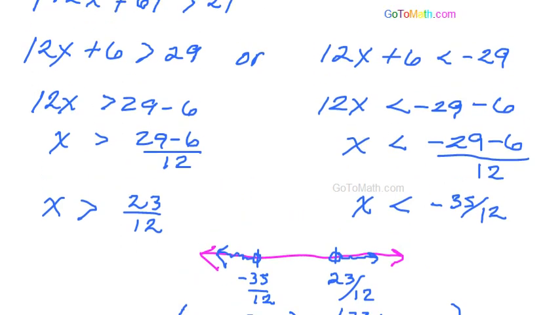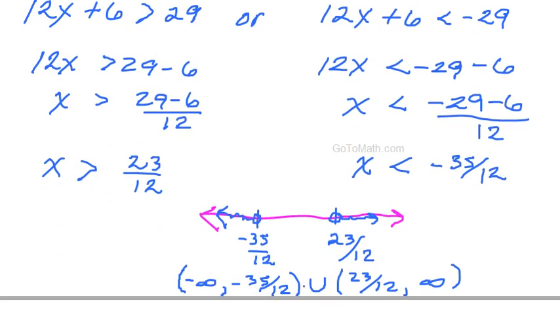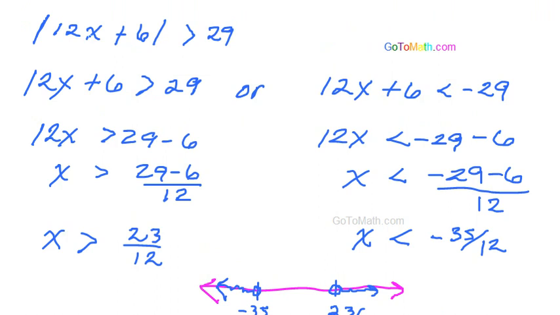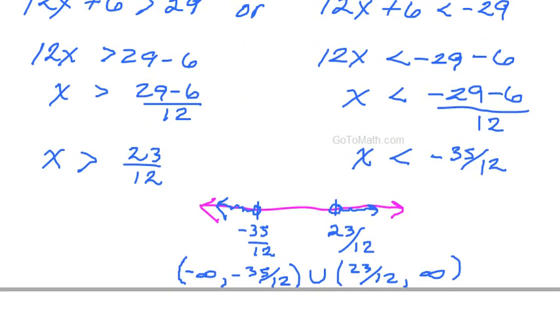You can always check these things. Pick some numbers that aren't in this interval and plug them into the original, and it should be false. Okay, so there you go.